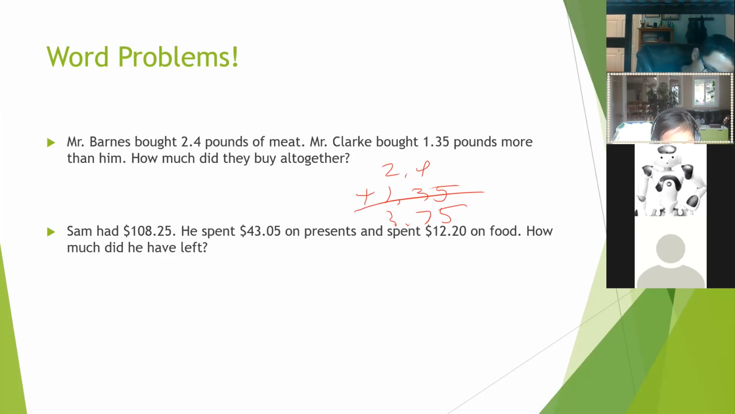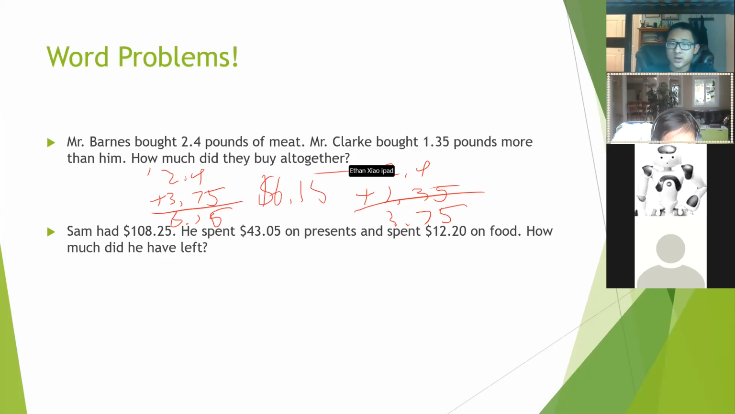But now we have to find out how much they bought in total. So we have to add 2.4 plus 3.75. So what we do is 5, 4 plus 7 is 11. So we just write 1 here and carry over 1. 2 plus 3 plus 1 is 6. So the answer would be 6.15.